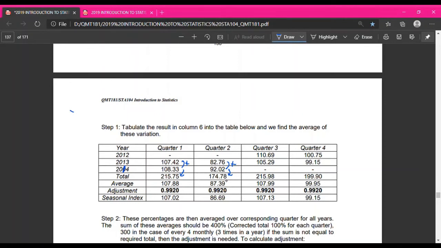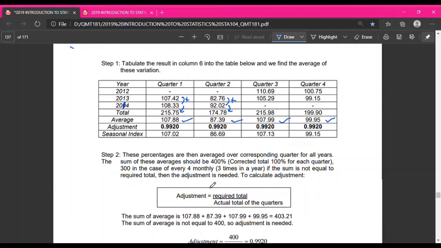Average ni maksudnya bahagi 2 lah. 215.75 divide by 2 untuk dapatkan average dia. Bahagi 2 sebab kita ada, sini ada 2 saja. Okay, semua punya ada 2. Kalau ada yang 3, kena bahagi 3 lah average dia. Kalau ada 3 value dekat sini, tambah 3 bahagi 3. Okay, because of here, semuanya ada 2 value saja untuk every quarter. So, tambah 2 bahagi 2 untuk dapatkan average. Ini nilai average yang kita dapat, nilai average for every quarter.